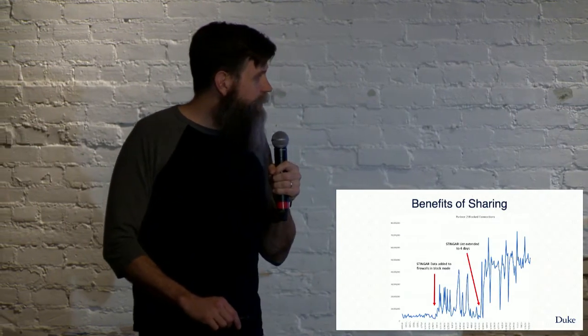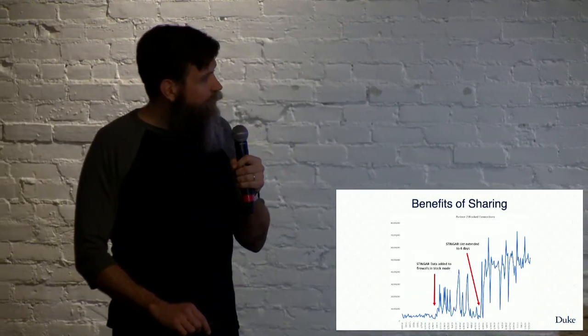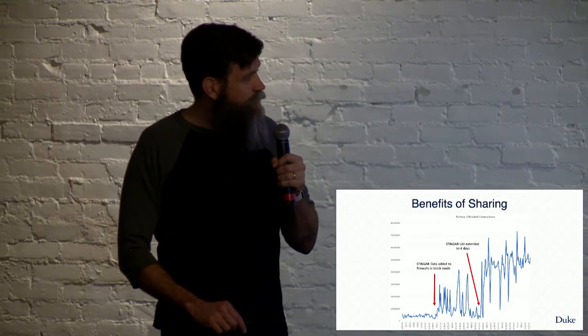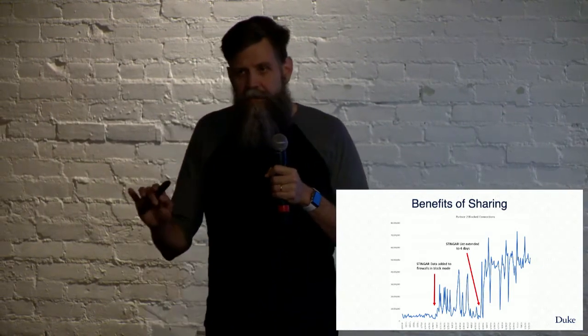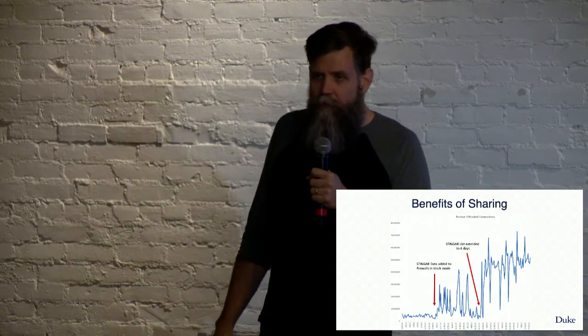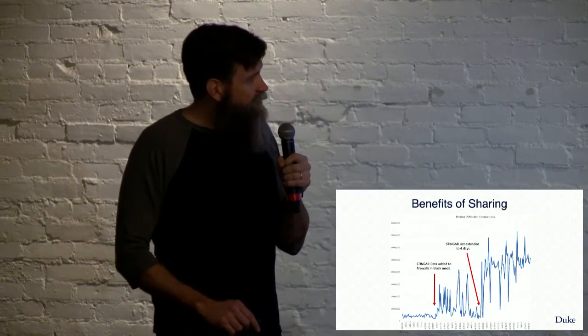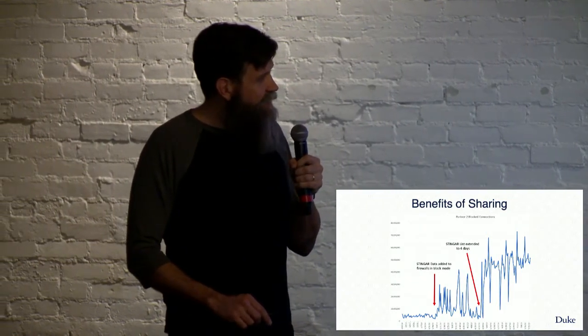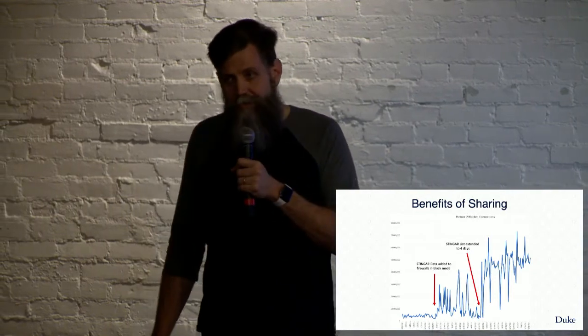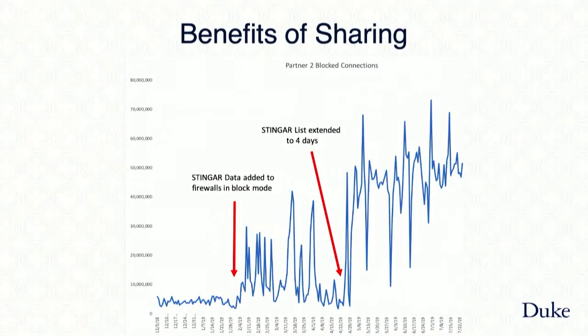Benefits. Here's a partner who was looking at 24 hours of their own honeypot data and doing blocks on it, and they were getting about 3.5 million connections a day that they were blocking. Then they started adding everybody's data in, and they had about a 3x jump in the number of connections they were blocking per day. And then they extended their blocking list to 4 days from 24 hours, and they got another 3x jump.